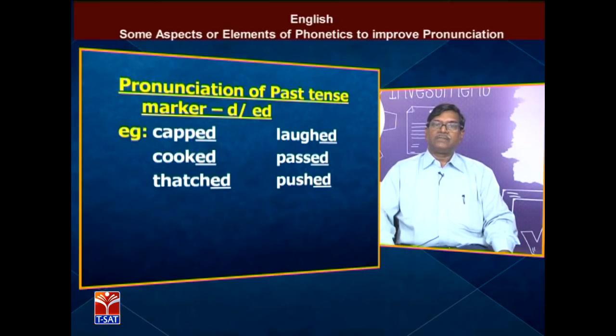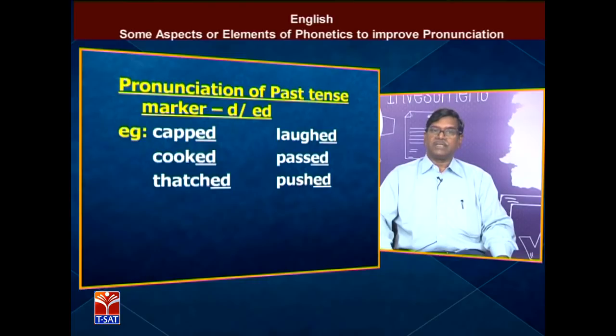Capped, cooked, laughed, passed, thatched, pushed. It is not "pushed" with a d sound, not "passed", not "laughed", not "cooked", not "thatched". No. The past tense marker in such cases is pronounced as a t. Capped, laughed, cooked, passed, thatched and pushed.